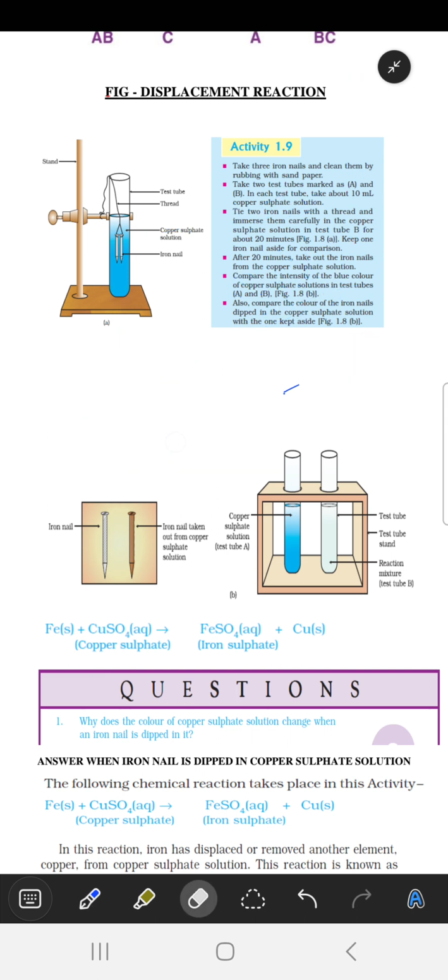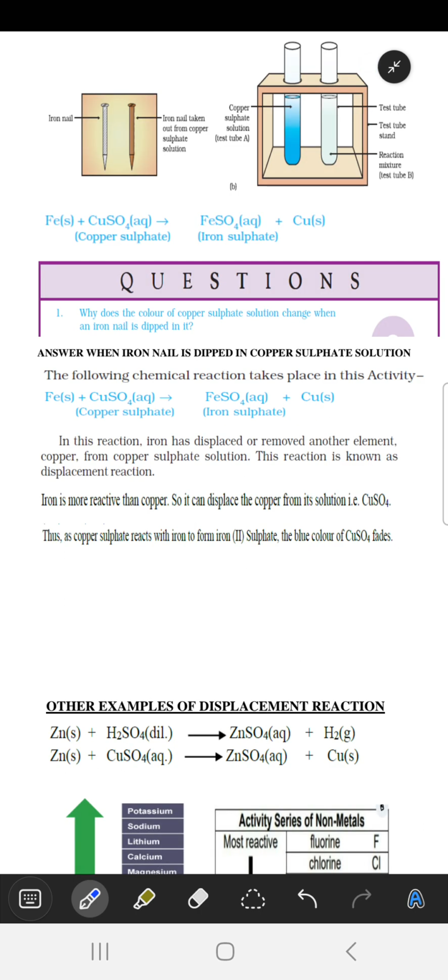When we take out the nails, we have found that the iron nail has converted into reddish brown color when compared, and the copper sulfate solution faded, as you can see in the figure. Now let us see the chemical reaction. Where iron reacts with copper sulfate, the ferrous sulfate is formed and copper is displaced by the iron. So the copper is displaced by the iron.